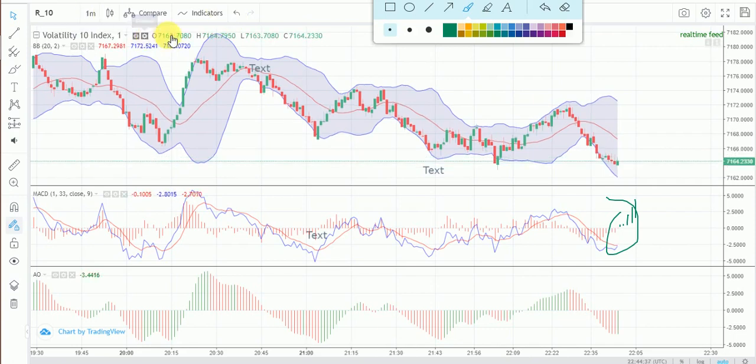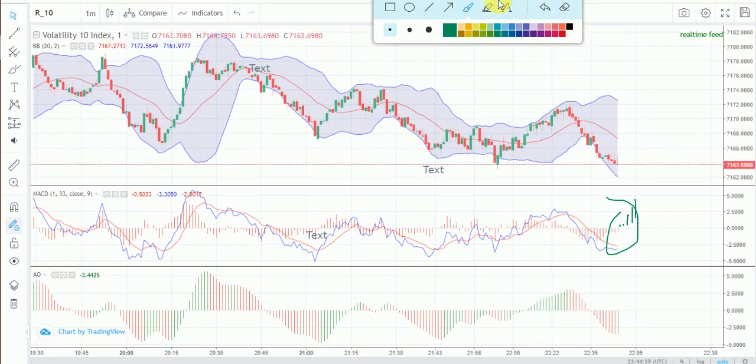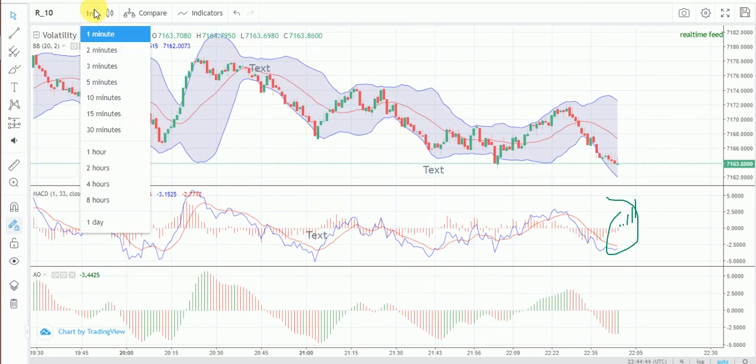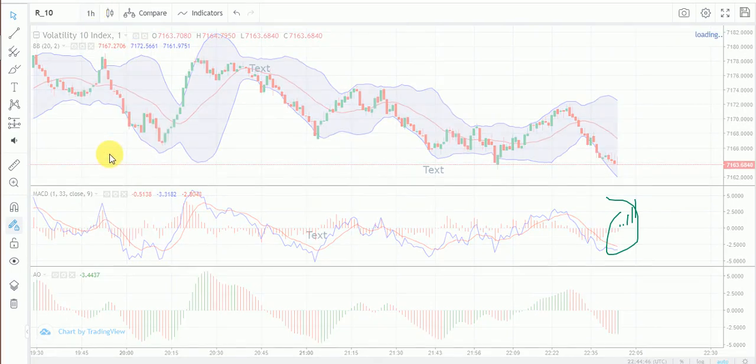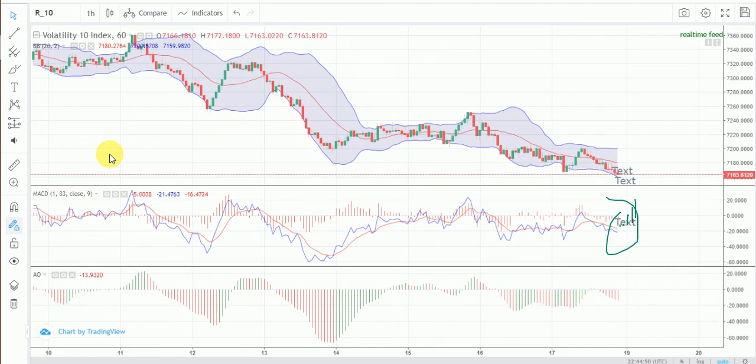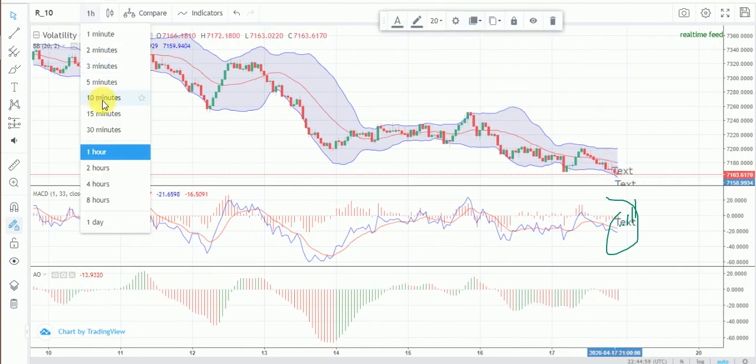Because before you place any trade, either downward or upward, first and foremost, most importantly, you have to check the overall trend. There's what we call overall trend. How is the market performing in 1 hour? In 1 hour, do you notice that it is falling?